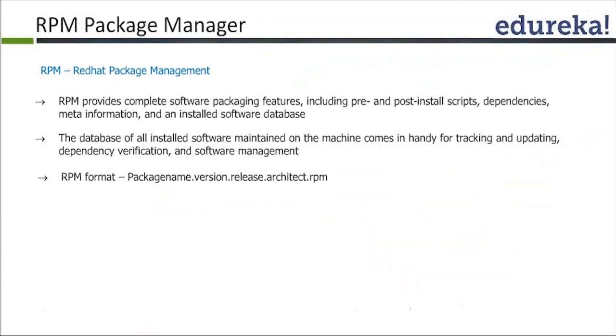Okay, so here RPM is the package manager. That means the packages are available with the .rpm extension, all the packages. So if you want to install a service, there will be an RPM, that means the service package name that ends with .rpm. So this is the format: the package name, version, what is the release, and what is the corresponding architecture, either 32-bit or 64-bit, ending with .rpm. So this is all about our Red Hat package management.